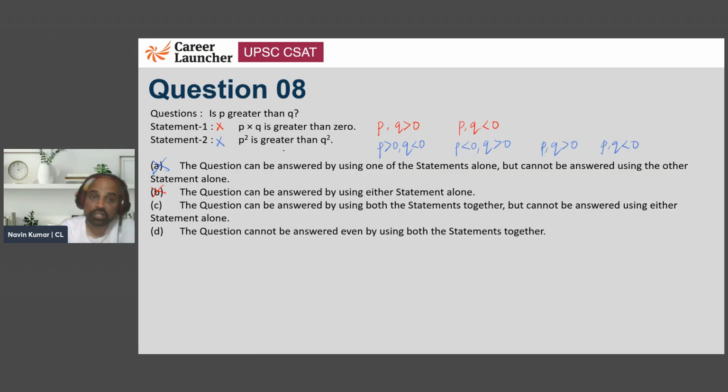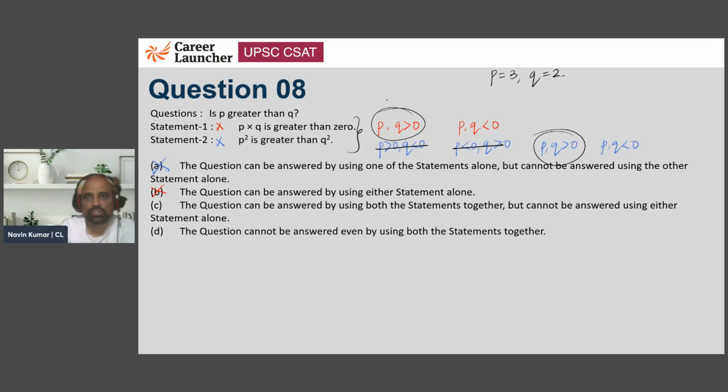Now we will have to club them. If we club them, we will only consider the cases where it is true for both. P and Q are both going to be 0, P and Q can both be less than 0. So let's look at the cases. P square is greater than Q square. Let's take the positive case, right? So P is going to be 3 and Q is going to be 2.